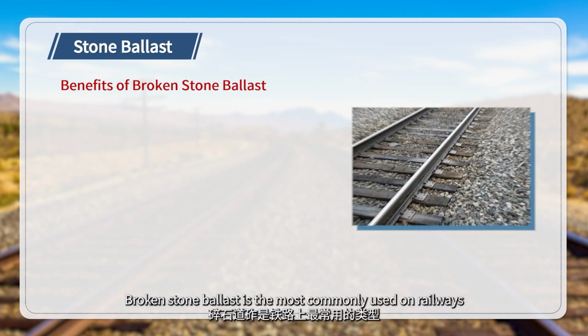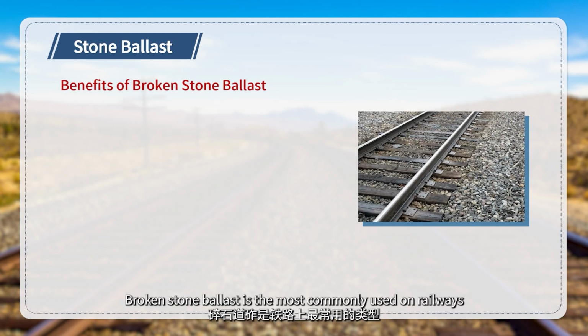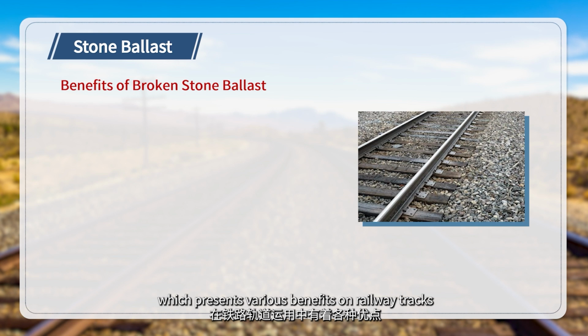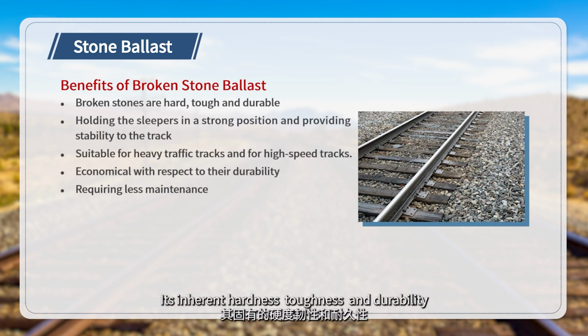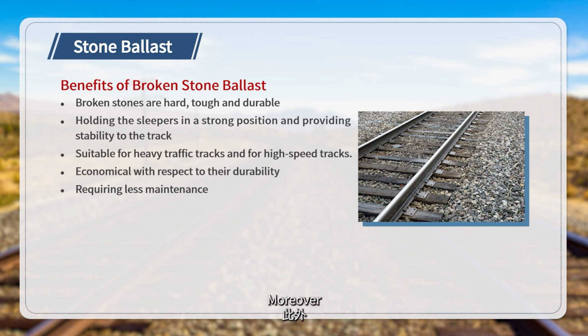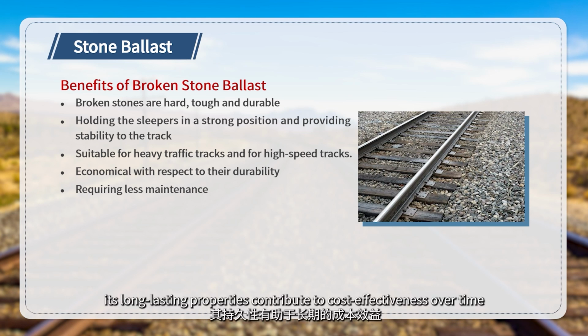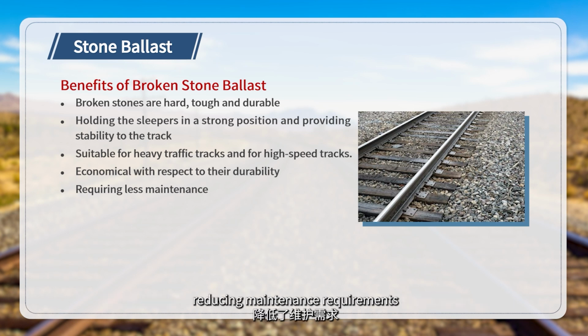Broken stone ballast is most commonly used on railways, which presents various benefits on railway tracks. Its inherent hardness, toughness, and durability make it a suitable choice for securing sleepers and maintaining track stability, especially on high-traffic and high-speed rail lines. Moreover, its long-lasting properties contribute to cost-effectiveness over time, reducing maintenance requirements.